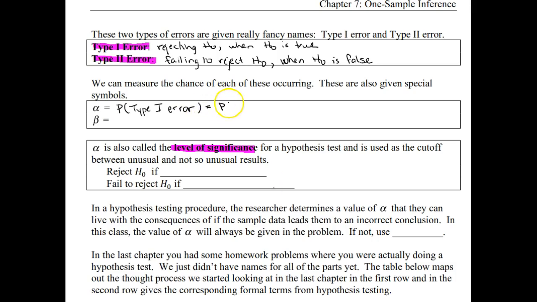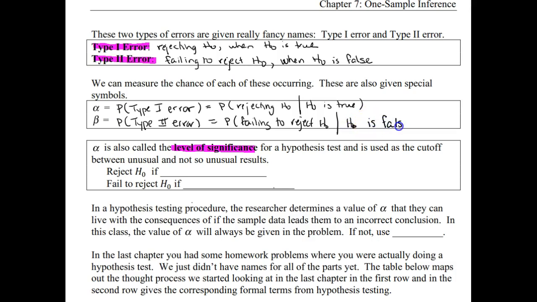So again, this is the probability of rejecting H0 when H0 in fact is true. And beta is the probability of making a type 2 error. So this is the probability of failing to reject H0 when in fact H sub 0 is false.